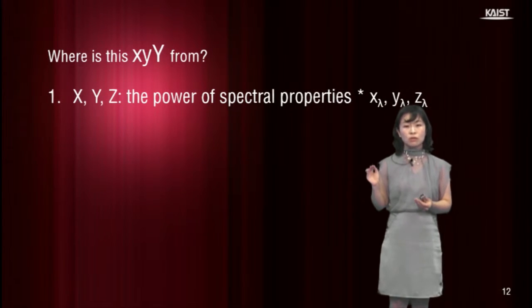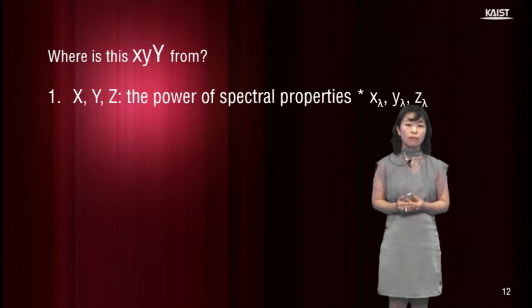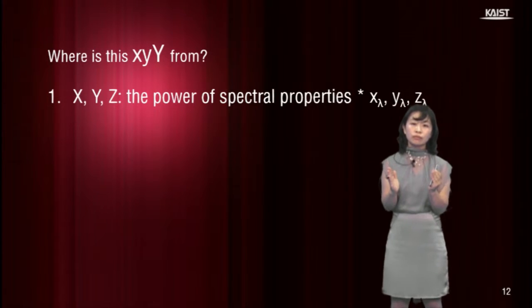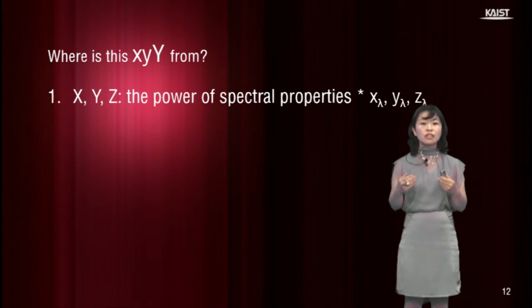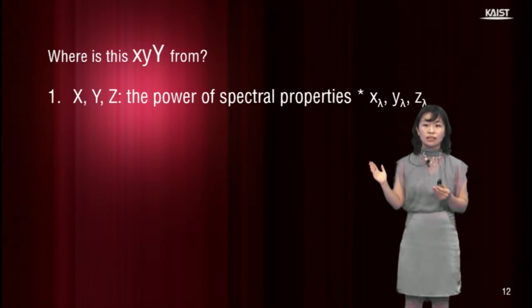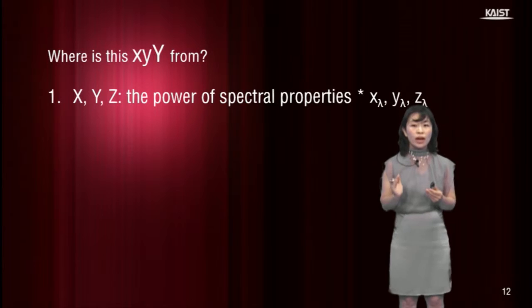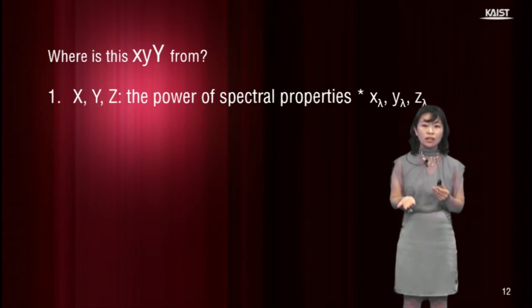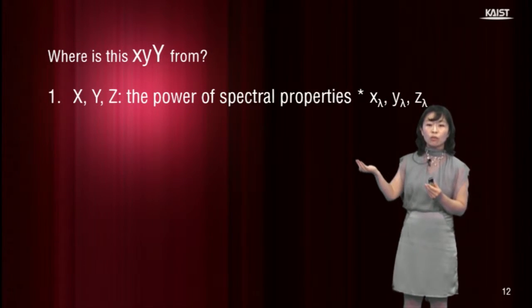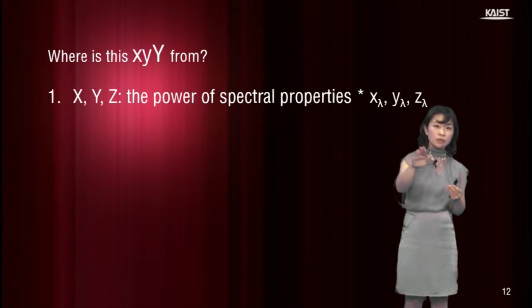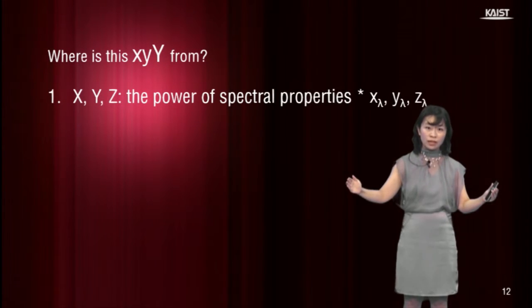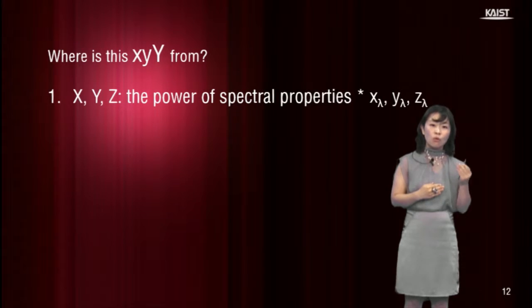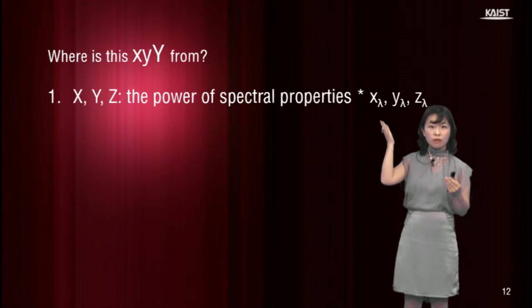Then where is this xyY from? I tried to summarize the procedure as compactly as possible. First, the large Y is one of the large X, Y, and Z. Each of X, Y, and Z is calculated by multiplying the power of spectral properties of sensed light along the visible light with X, Y, or Z three stimulus functions here.